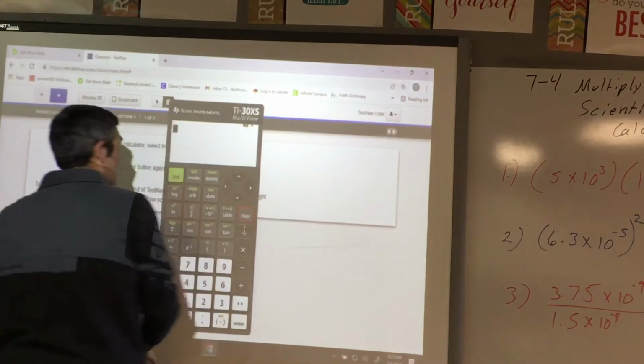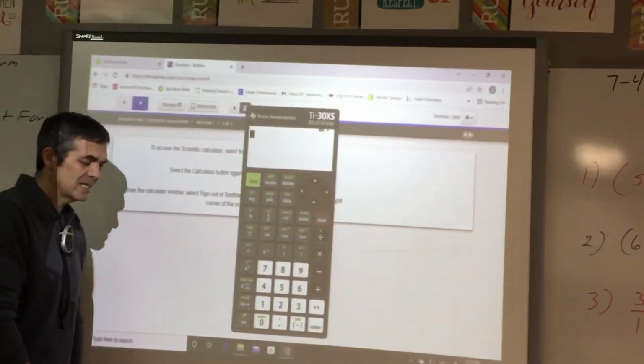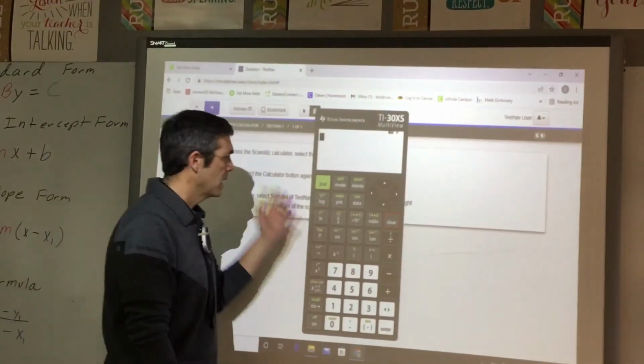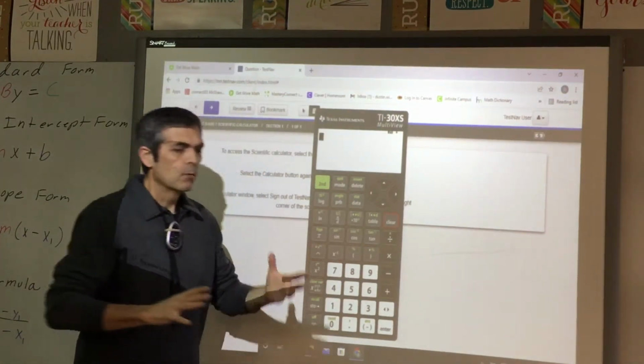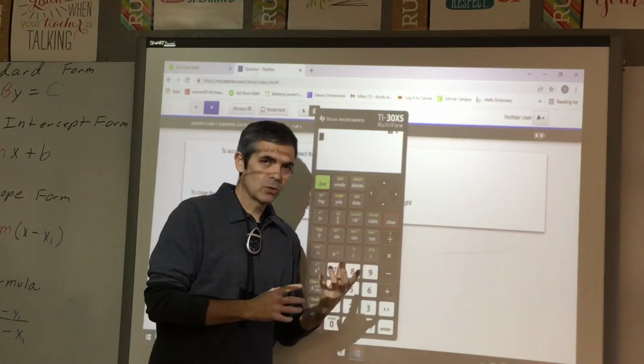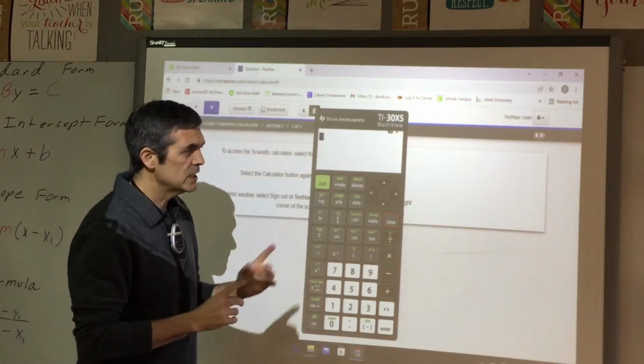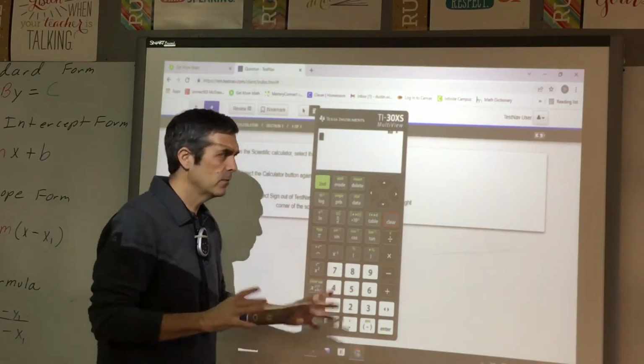First thing you need to know, this is the TI-30XS. You've got to know how to use this thing. This is the one that we'll be using all throughout this class. And when you come in here and you start to take these and turn them into scientific notation, you need to check the mode on your calculator. That's one of the first things that we do.